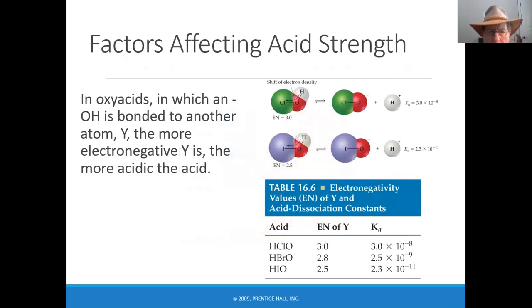Okay. If I have an oxyacid, this is something like H2SO4. This is something like HClO. This is an acid in which the hydrogen is attached to the oxygen, and that oxygen is attached to another element. Now, this is going to be exactly opposite what we just said. The more electronegative the element is that's attached to oxygen, the stronger the acid.